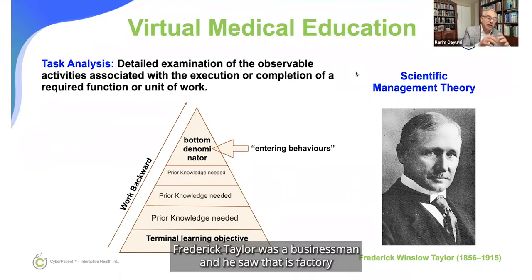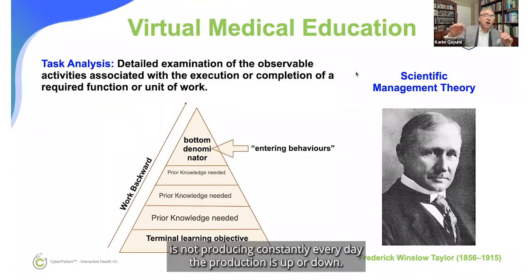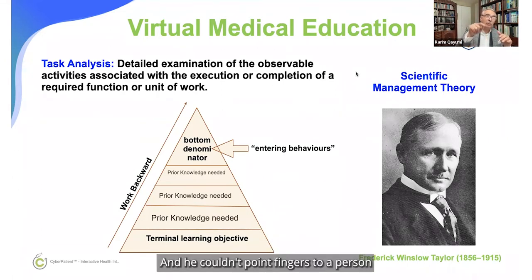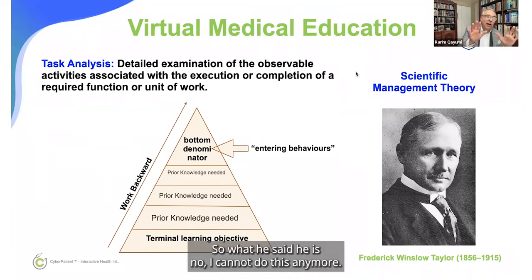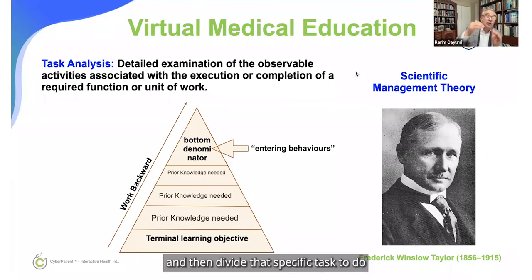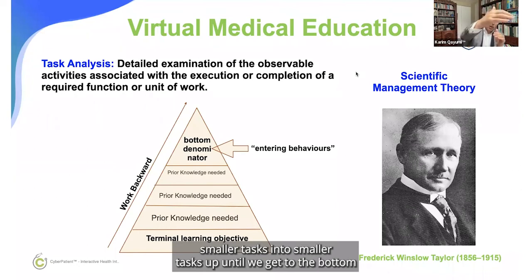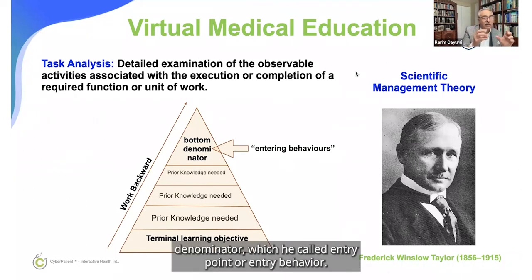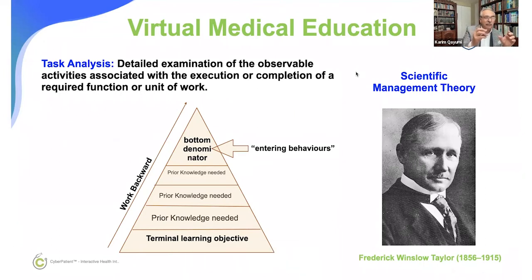Frederick Taylor was a businessman, and he saw that his factory was not producing consistently. Every day the production was up or down, and he couldn't point a finger to a person or to a process that was in default. So he said, no, I cannot do this anymore. Let's think about how we can divide the whole production process into specific tasks, and then divide each specific task into smaller tasks until we get to the bottom denominator, which he called entry point or entry behavior.